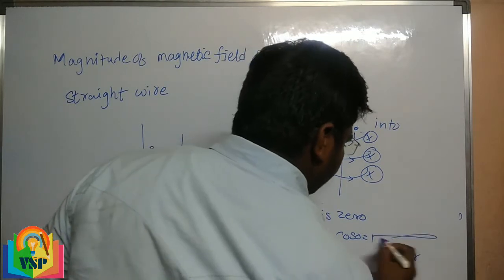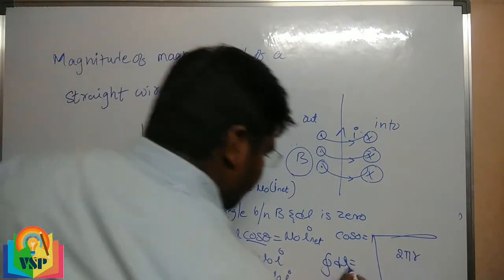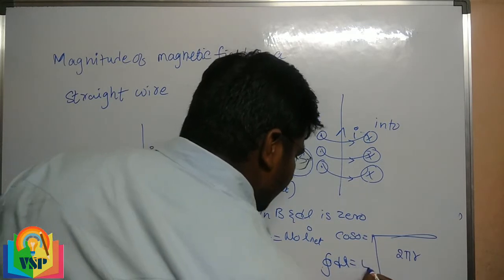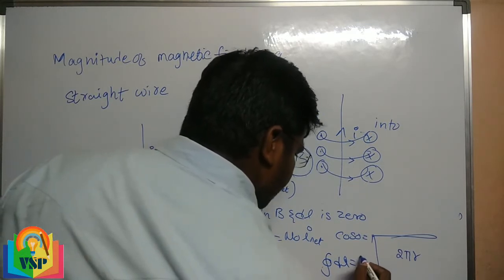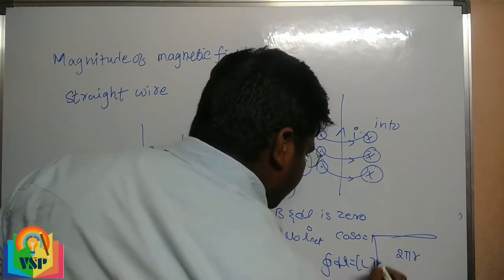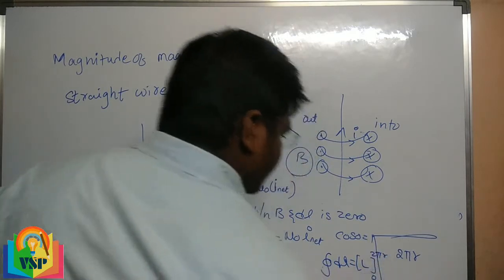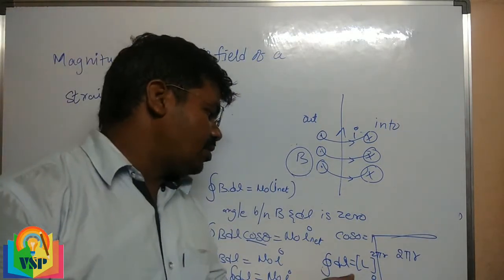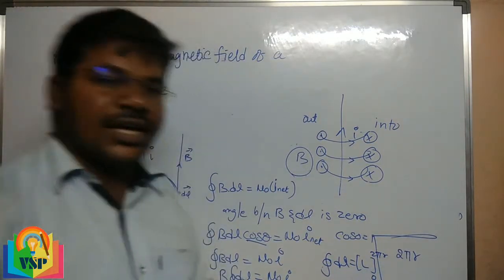Total length is 2 pi r. Integral dl is equal to L, from 0 to 2 pi r. Why can you take integral dl is equal to L from 0 to 2 pi r?